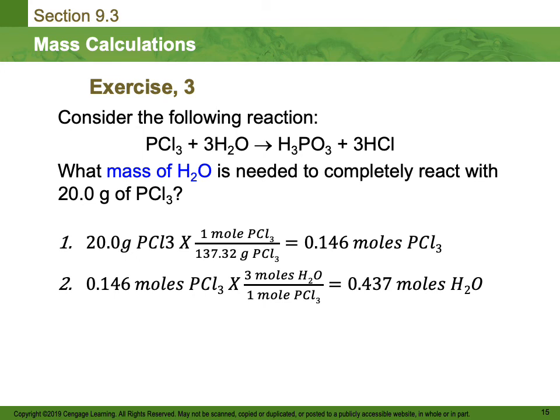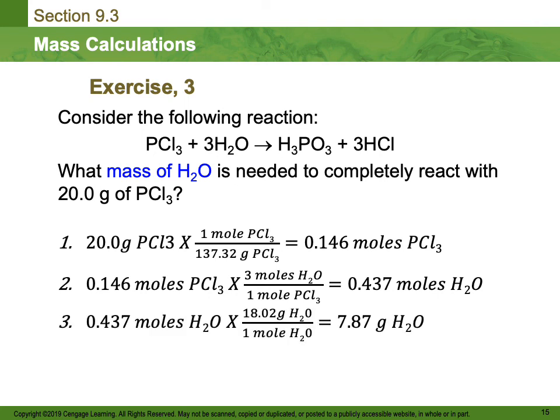Step 2, we convert moles of PCl3 to moles of water. If we look at the equation, the mole ratio is 3 moles of water for every 1 mole of PCl3. So that's where we get the numbers in the mole ratio. So we have 0.146 moles, or whatever my calculator said, times 3 divided by 1 gives me on my calculator 0.437, again rounded. And then finally we take that and multiply the moles of water times the molar mass of water to get 7.87 grams of water.